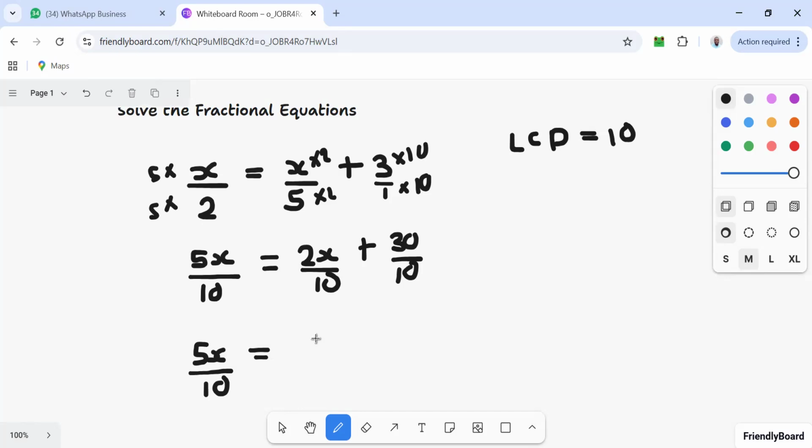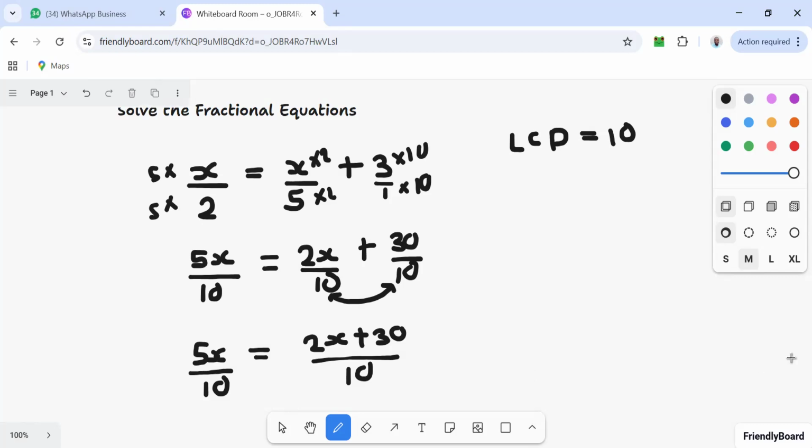So as a single fraction is going to be 2x plus 30 over 10. As long as the denominators are the same, I can write that expression as a single fraction. Okay, so now I can solve.